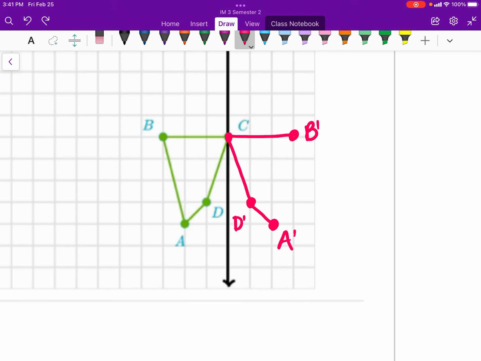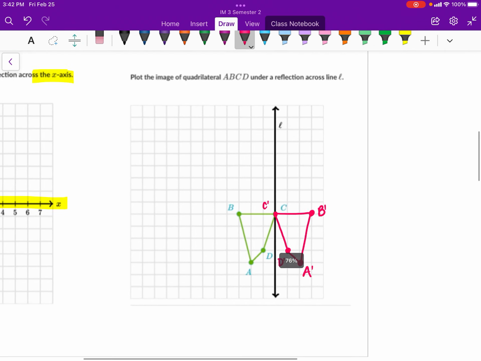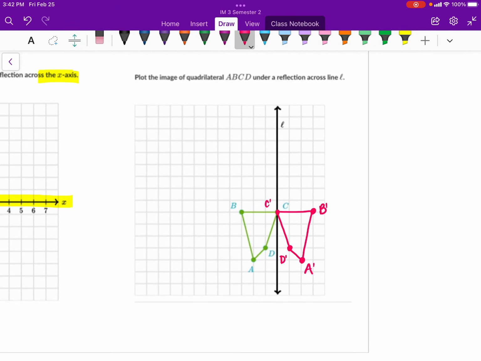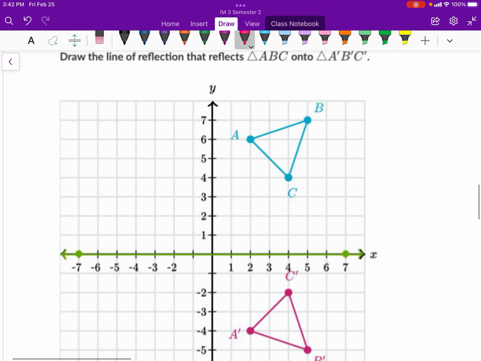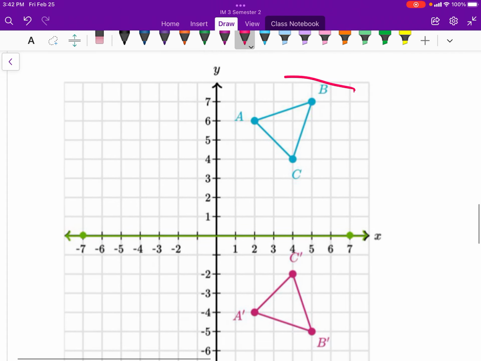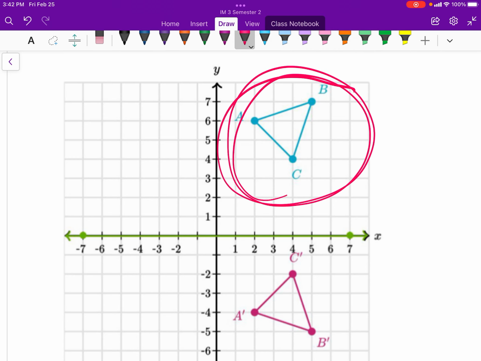And that would be our new shape reflected. Now, that's about doing a reflection. Now, let's go ahead and focus on identifying a reflection. In this case, it says draw a line of reflection that reflects triangle ABC onto triangle A prime, B prime, C prime. Notice here how ABC is our original shape, and the reflection is A prime, B prime, C prime.